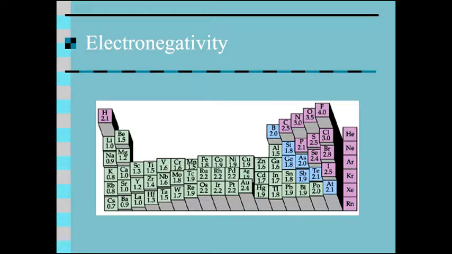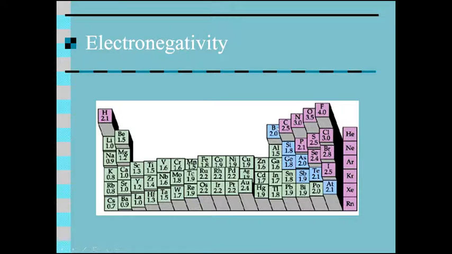It increases across a period and decreases down a group. This is because when we move from left to right in the periodic table, the atomic radius decreases. For example, beryllium's atomic radius is less than lithium's because it has 4 protons and lithium has 3 protons. Therefore, it is more attractive toward electrons because it has more protons, and its electronegativity is more than lithium.